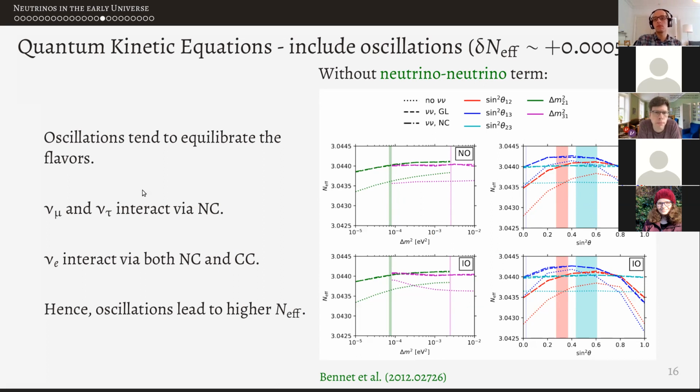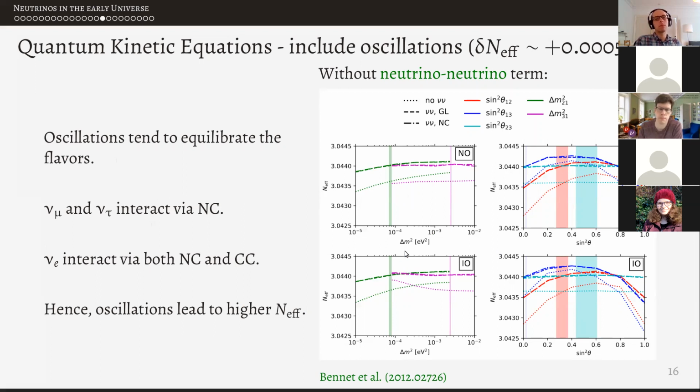So when muon and tau neutrinos only interact via a neutral current, and electron neutrinos interact via both a neutral current and charge current, then when the oscillations remove some of the electron neutrinos, they are basically making room for more electron neutrinos to be produced through the charge current from electrons and positrons. And that means that we get a slightly higher value of N_eff.